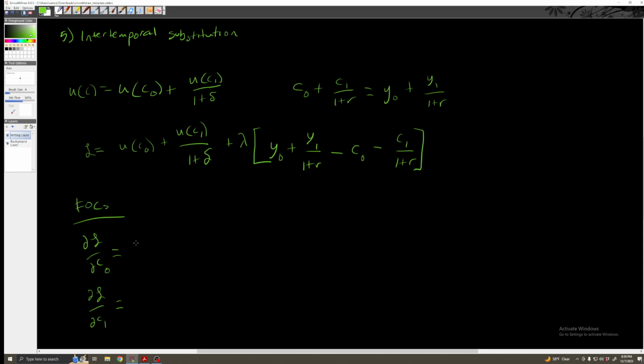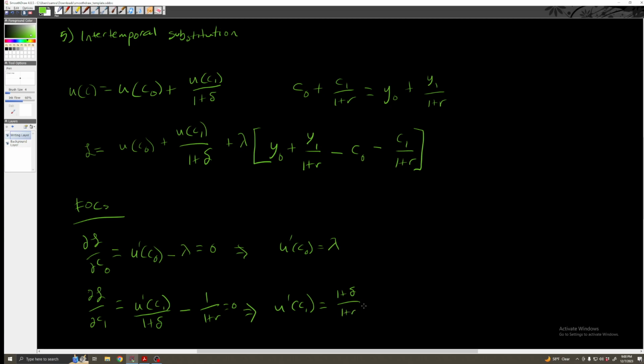All right, let's solve this. So we would get U prime of C sub 0, and C sub 0 appears here too, so the power rule goes away. It's going to be minus lambda equals 0, or we could rewrite it as this. And then for C sub 1, we'll get U prime of C sub 1 all over this discount term here, 1 plus the discount rate, subtracted by, here's C sub 1, we take the partial derivative, so we get 1 over 1 plus r, or we could rewrite it as U prime of C sub 1 is equal to, oh, we need to set it equal to 0. We can move this term to the other side and multiply by 1 plus delta on both sides, so we get 1 plus delta over 1 plus r times lambda.